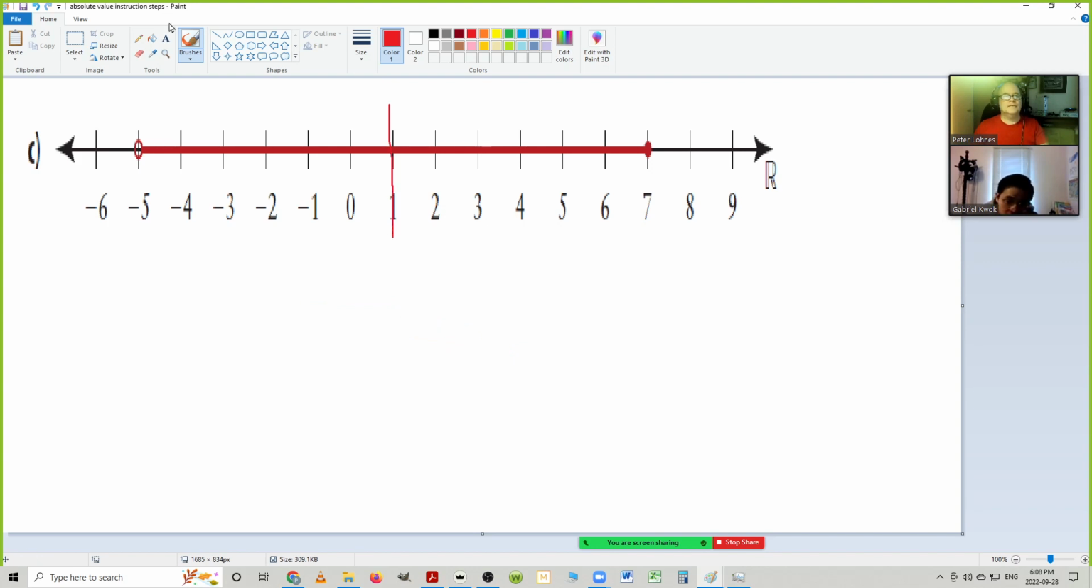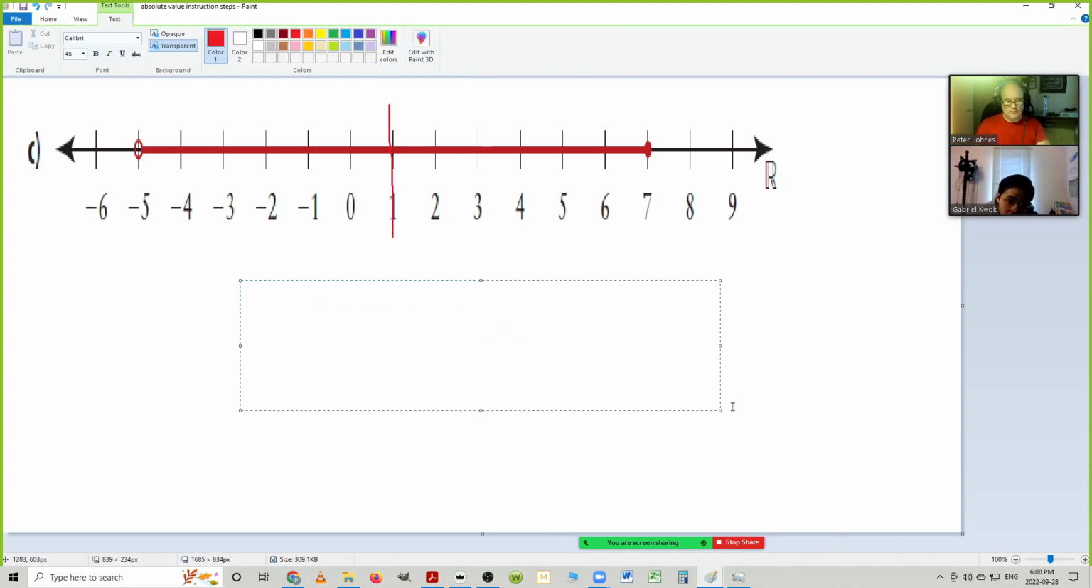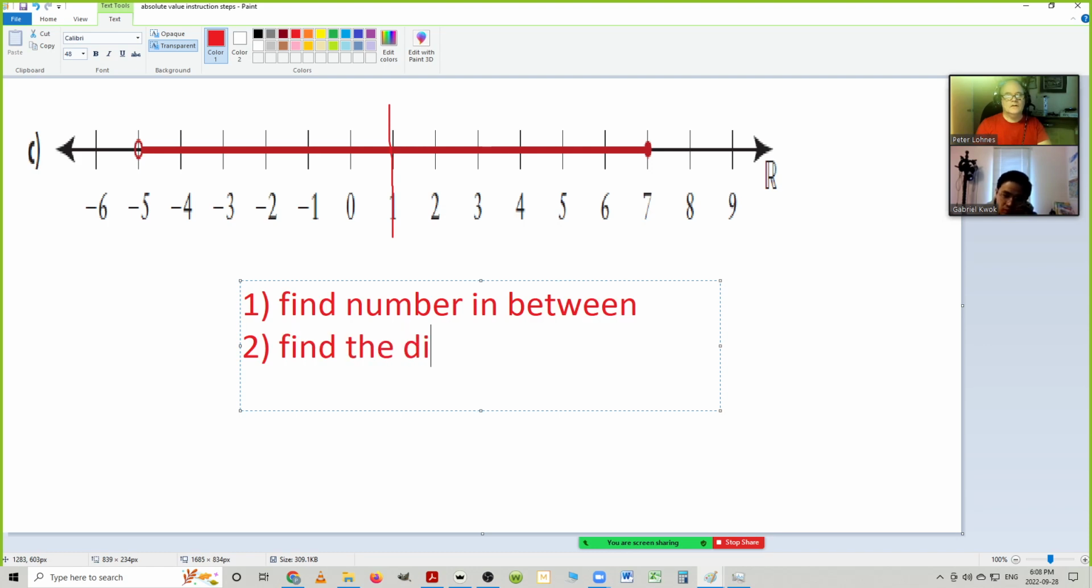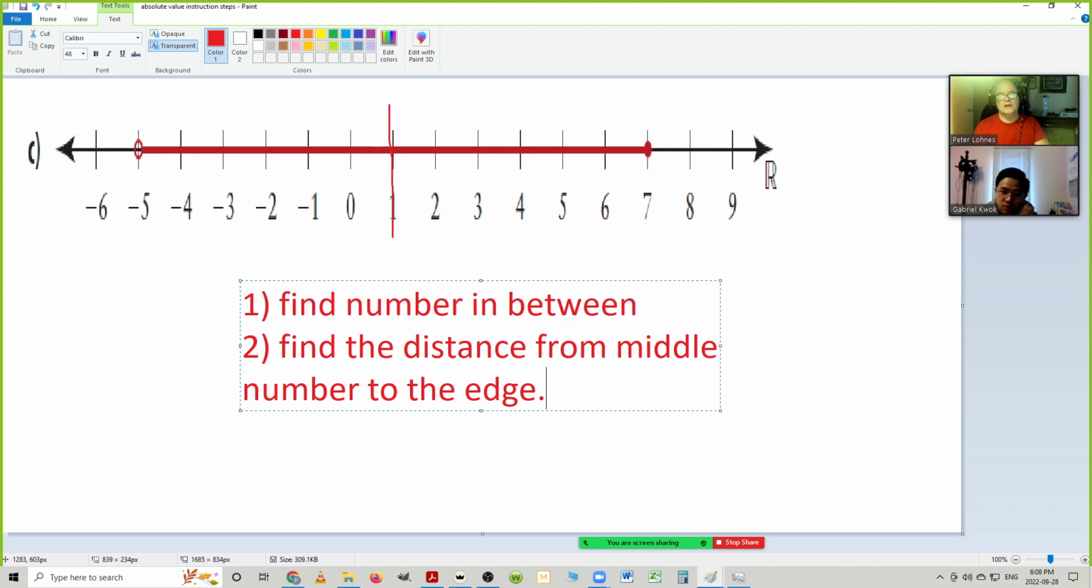Second step. Do you remember the second step? Find the distance from your middle number to the edge. How much? 6. 3.